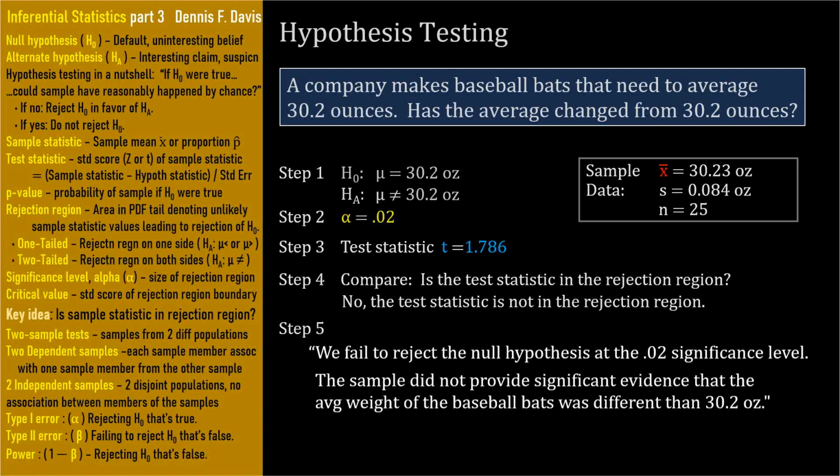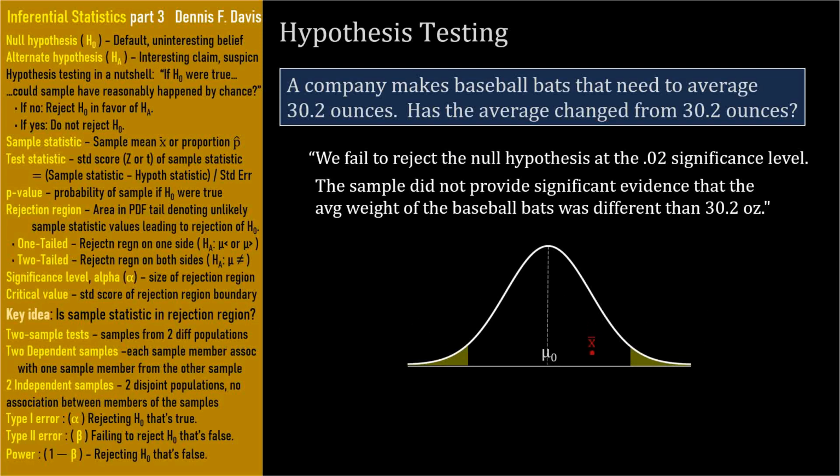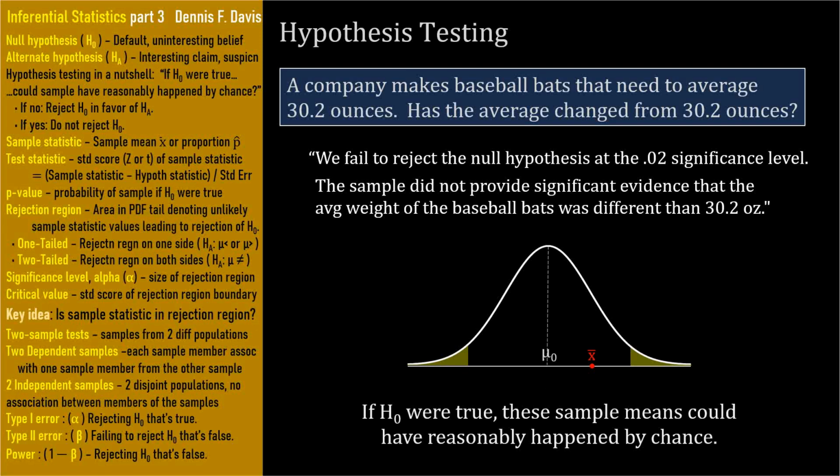So let's put this in context. The sample mean was 30.23 ounces, which is heavier than the hypothesized value of 30.2 ounces. But our hypothesis test concluded that if the true population mean was 30.2 ounces, a sample size 25 having a mean of 30.23 could have reasonably happened by chance. The sample doesn't provide significant evidence to reject H0.